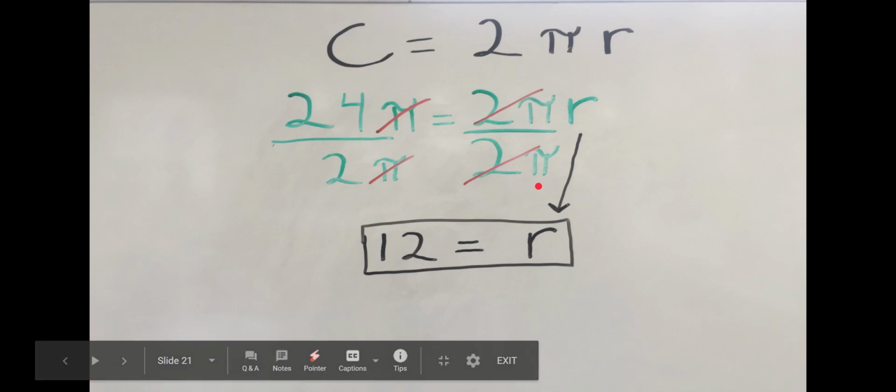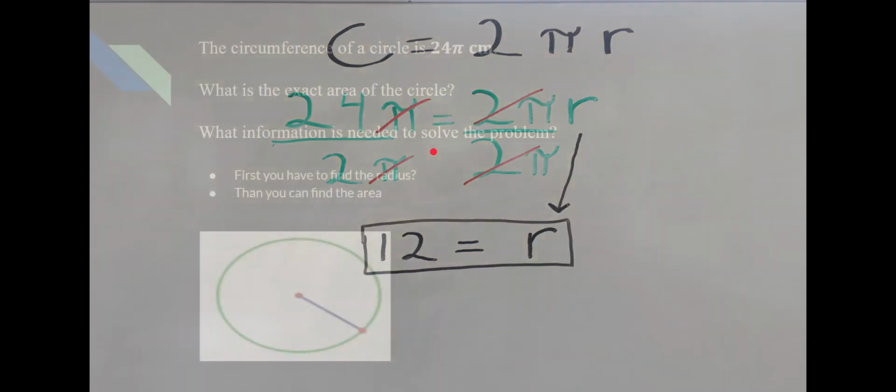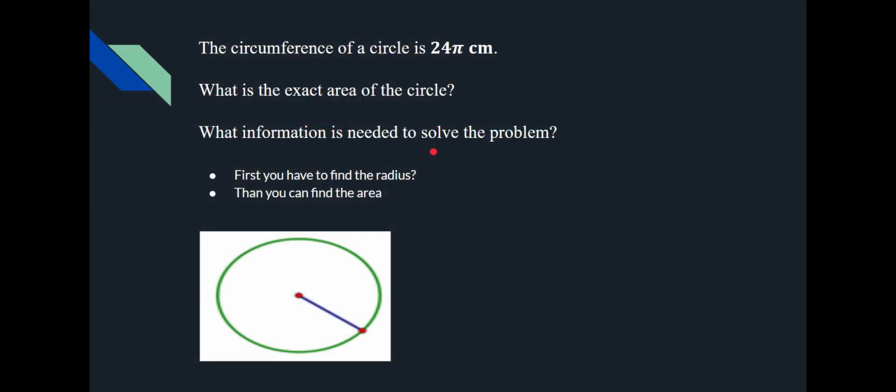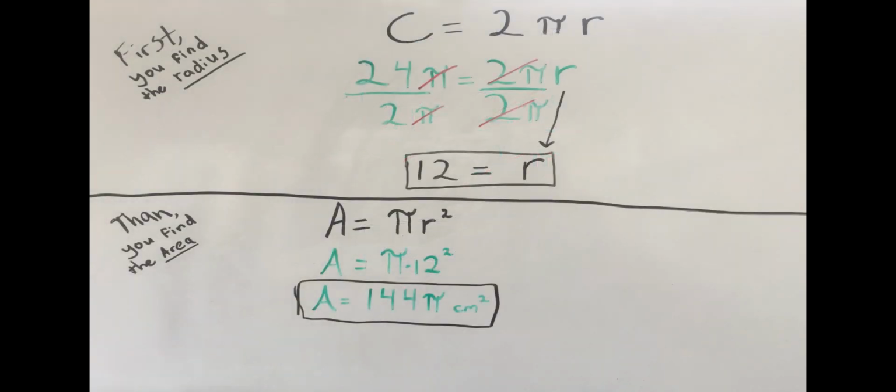We have a circle with the circumference of 24 pi, and we have a radius of 12. All right. Now we can find out what our area is. Let's keep going. Voila. First, you find the radius, which is at the top, which we just did, and then you can now find out what the area is.